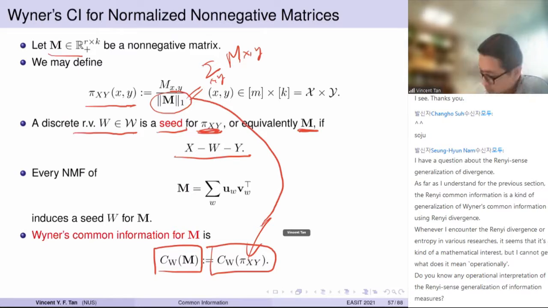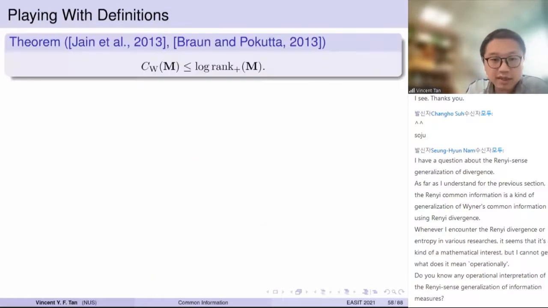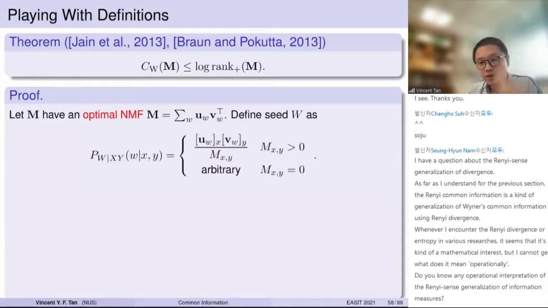This makes sense because this guy here is non-negative everywhere and it sums to 1. That's required by a distribution, right? So it makes sense. We can then make this definition. Once we make this definition, we can then relate Wiener's common information to the logarithm of the non-negative rank. This is a connection. So the proof is straightforward.